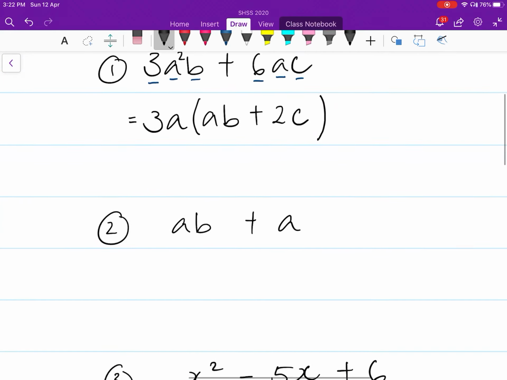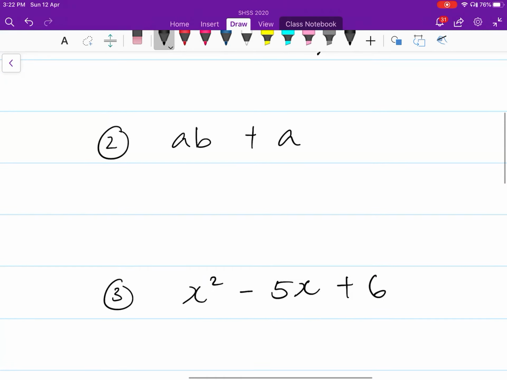Now, the second type of factorization is also pulling out common factors, but this time, we have only one a at the second term. So if we pull out the common factor of a, we are not only left with b, but after we pull out a in the common term, we are left with 1. Okay, so this is a common careless mistake. Need you all to take note of this.